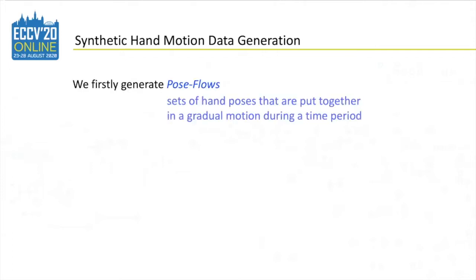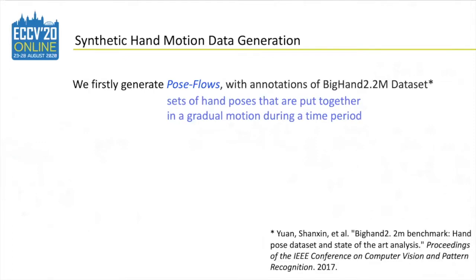In order to generate our own hand motion image dataset, we first generate pose flows, which we define as sets of hand poses that are put together in a gradual motion during a time period, with annotations of the BigHand 2.2M dataset, which was reported in CVPR 2017.